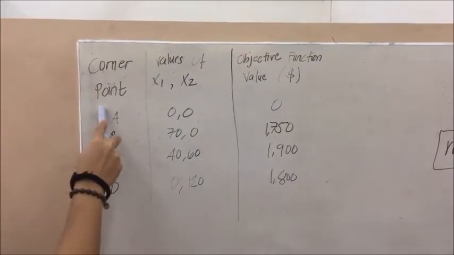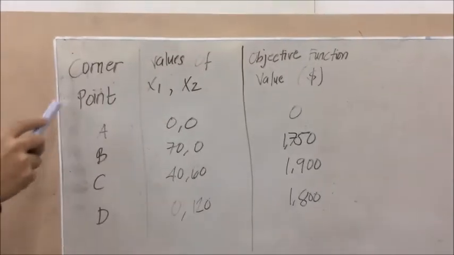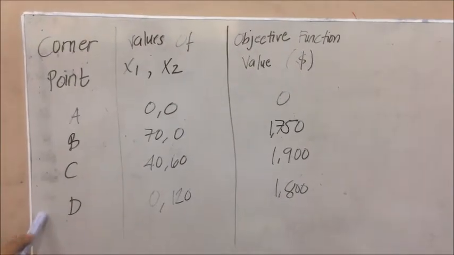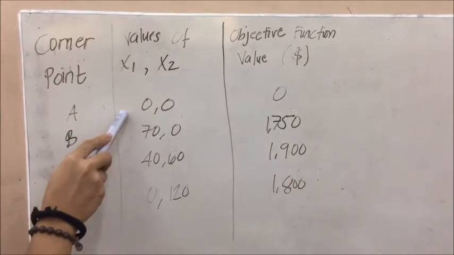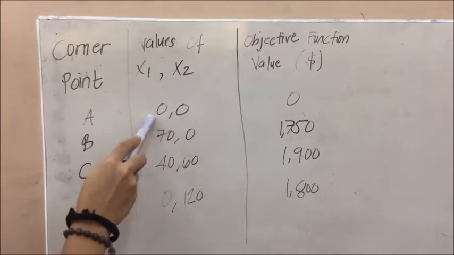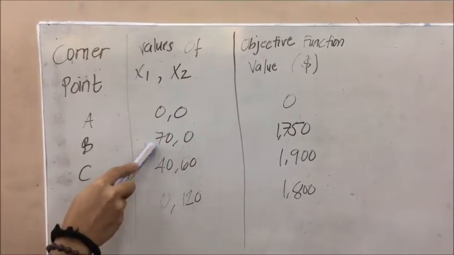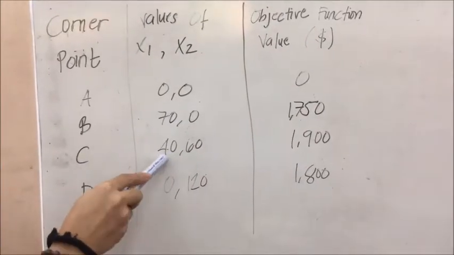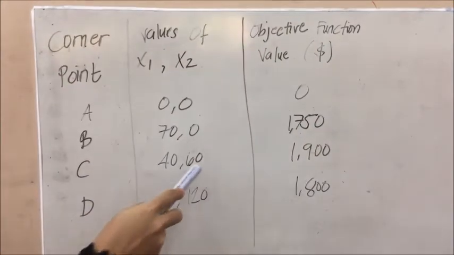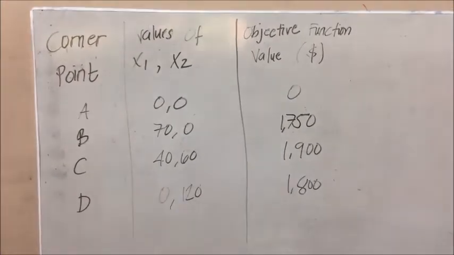In order to know the objective function value of the graph, we should identify first all the corner points of the graph. So, in corner point A, we have values for x1 and x2, which is 0 and 0. And for corner point B, x1 is 70 and x2 is 0. For corner point C, we have x1 is 40 and x2 is 60. And for corner point D, we have 0 and 120.